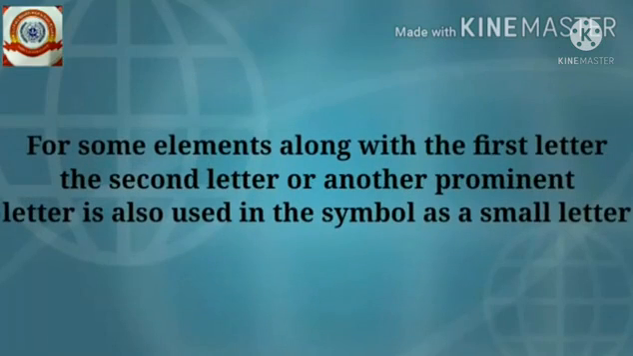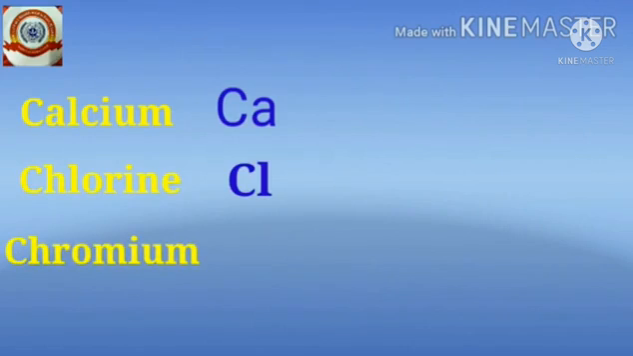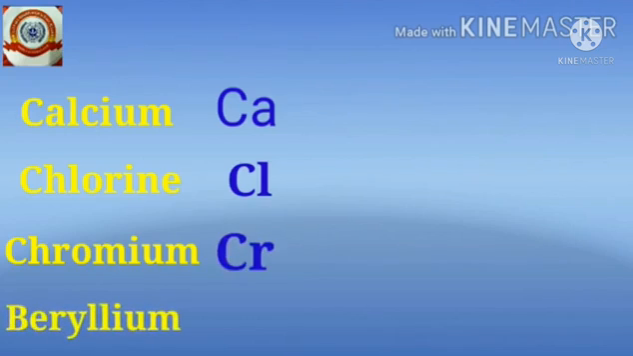But for some elements, along with the first letter, the second letter or another prominent letter is also used in the symbol as a small letter. For example, calcium. Calcium is represented by using its first letter C and the second letter a, Ca. Chlorine, here C and l are used, Cl. Chromium, C and r are used to represent chromium, Cr. And for beryllium, B and e are used, Be.